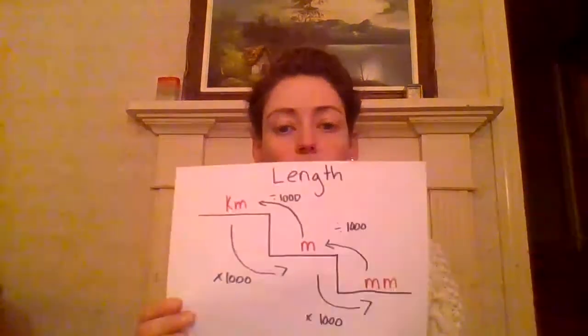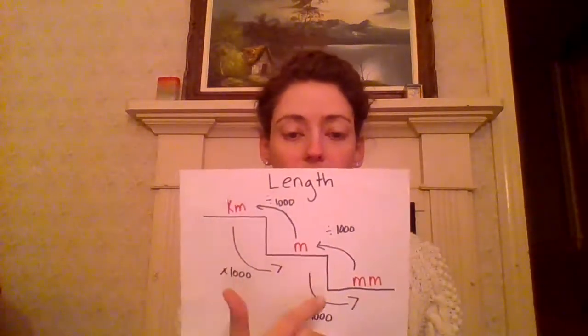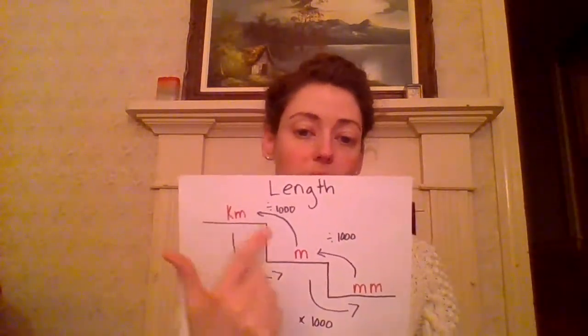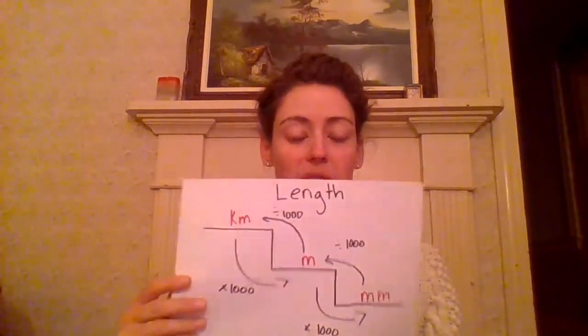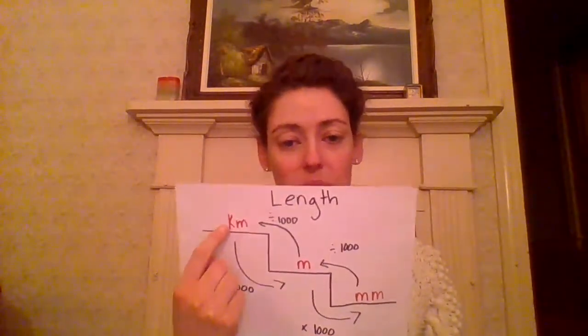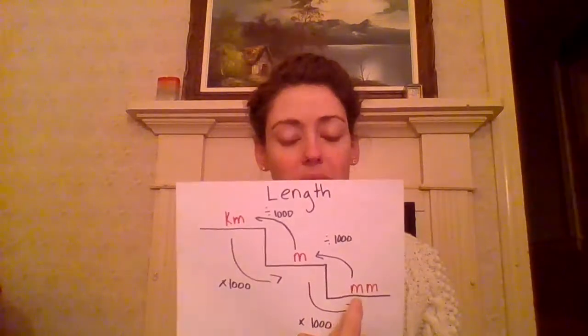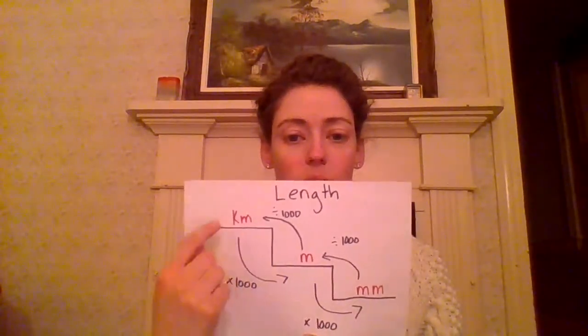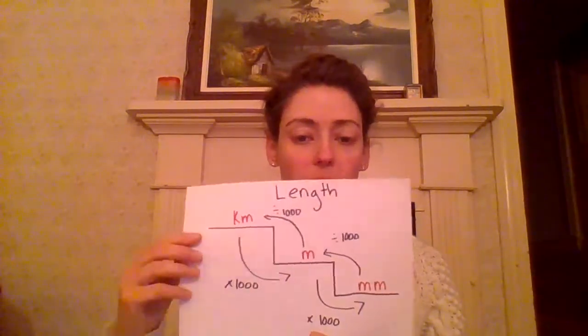Hello grade 7s, we are continuing on our unit on measurement. Just as a reminder, let's go over the conversion that we started yesterday. Here's a little chart, like steps, to show you how kilometers, meters, and millimeters relate. Remember that kilo means 1,000 times bigger and milli means 1,000 times smaller. So a kilometer is 1,000 times bigger than a meter.